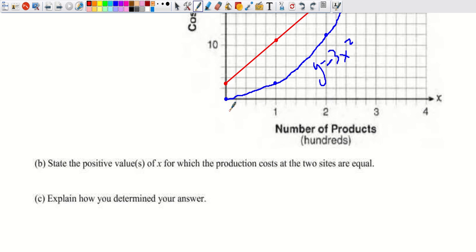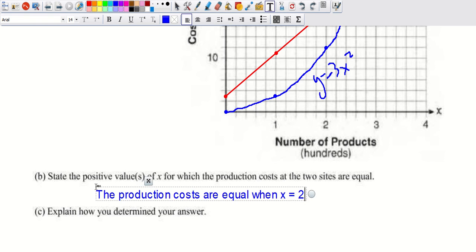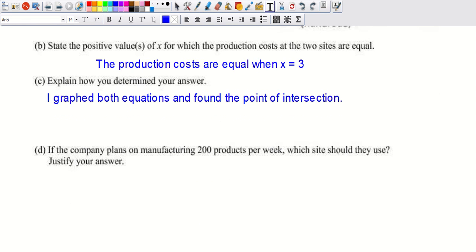Now, what this means is these lines will intersect over here somewhere again, but that's the negative value. So we can say the production costs are equal when x is equal to 3. Explain how you determined your answer. We would say I graphed both equations and found the point of intersection. Okay. And that's it for that question.